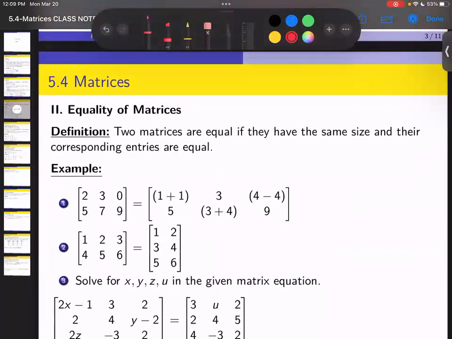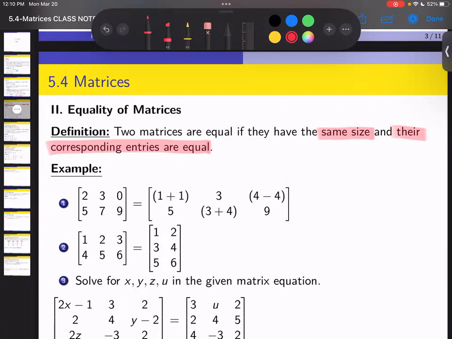Equality of matrices. Two matrices are equal if they have the same size and their corresponding entries are equal. So the two things they have to satisfy are the same size and equal corresponding entries. For example, example number 1, are the two matrices the same, the left one and the right one?